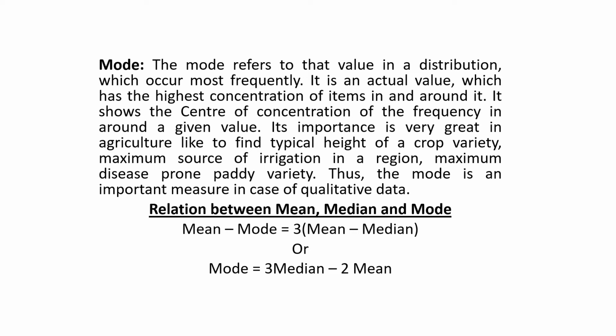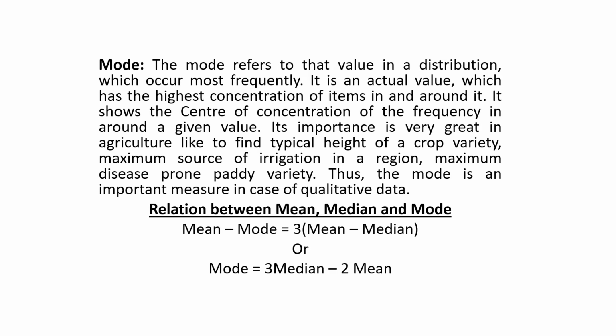You can determine the mode in individual series, in discrete series, and in continuous series. Here, for determination of mode in individual series, the steps involved are: first, you are going to arrange the data either in ascending or descending order. Check the value which is repeating the maximum number of times. The value repeating the maximum number of times is considered as the value of mode.